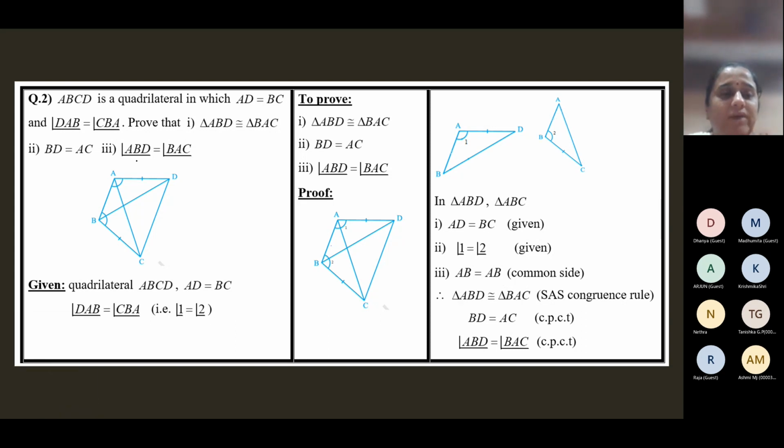So here what we have to prove is ABD is equal to BAC. ABD is equal to BAC by CPCT. The two triangles are congruent, so their corresponding sides and angles are equal. Got it, children? Yes, ma'am.